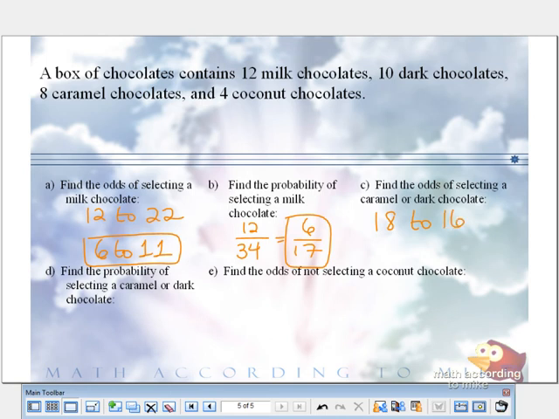How many are not caramel or dark chocolate? 16. Is everyone okay so far? Reduce it like you've never reduced before. 9 to 8.